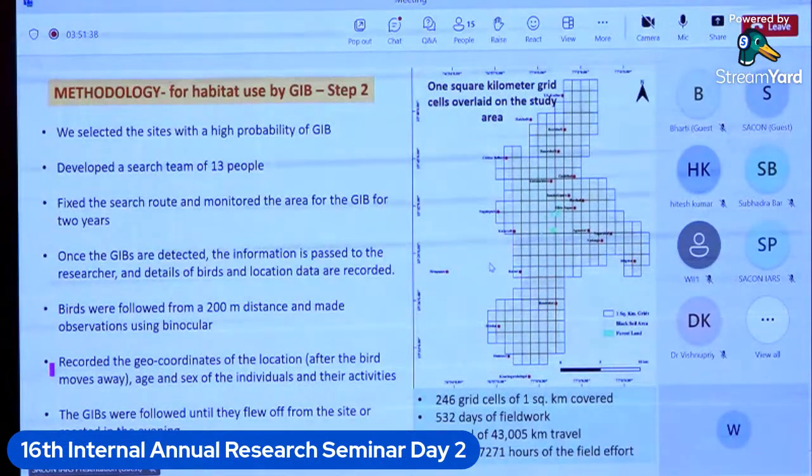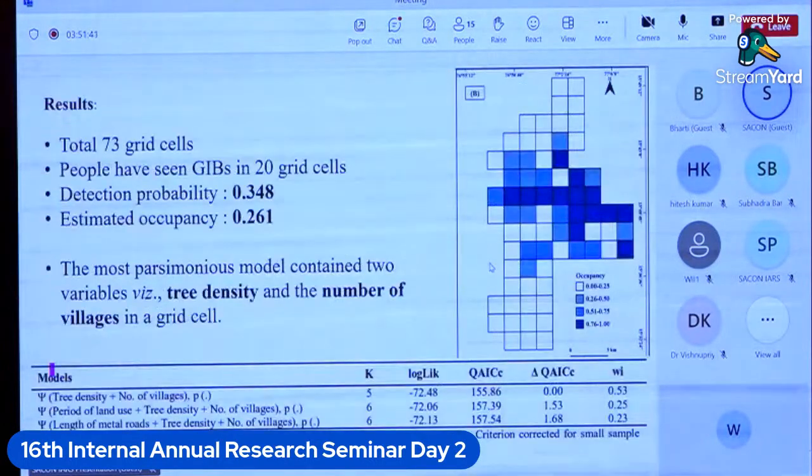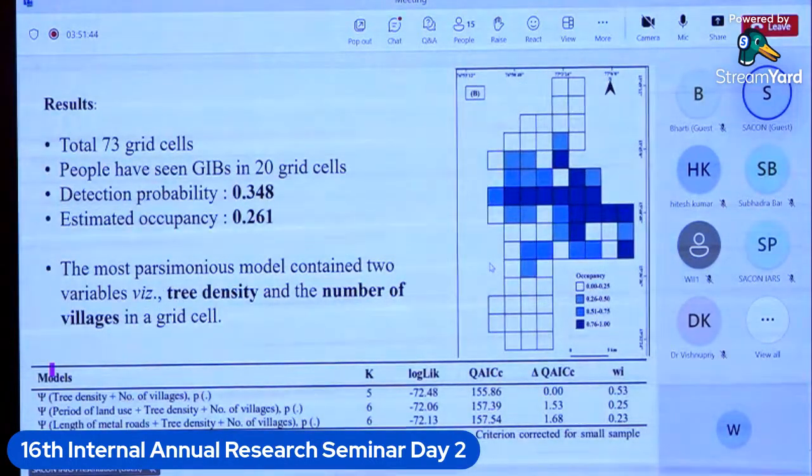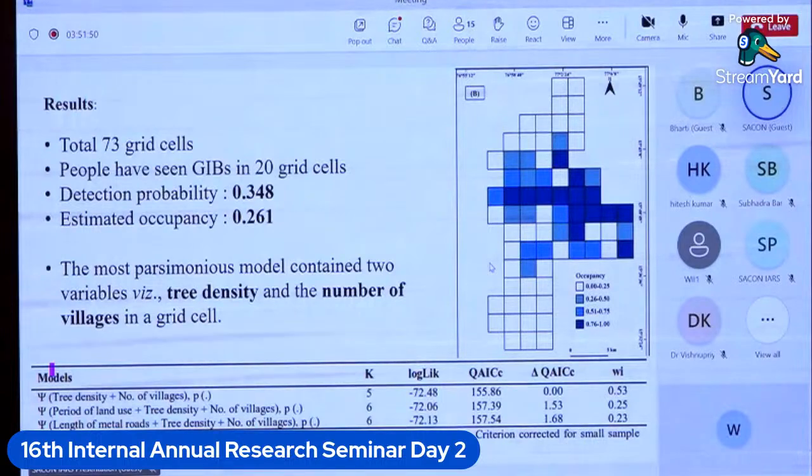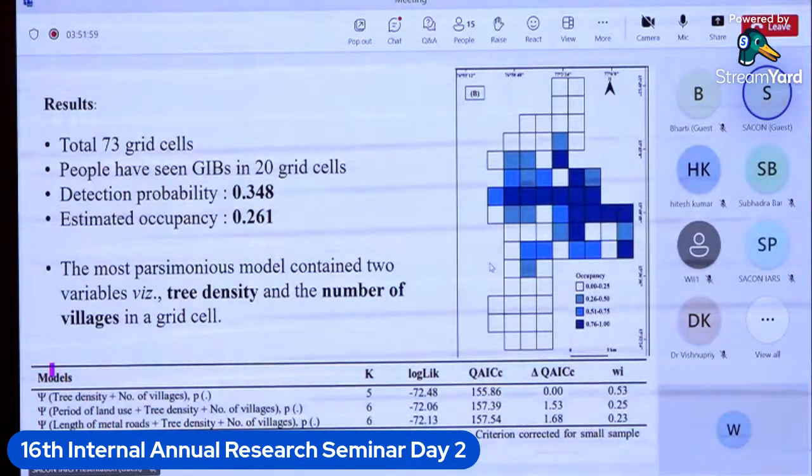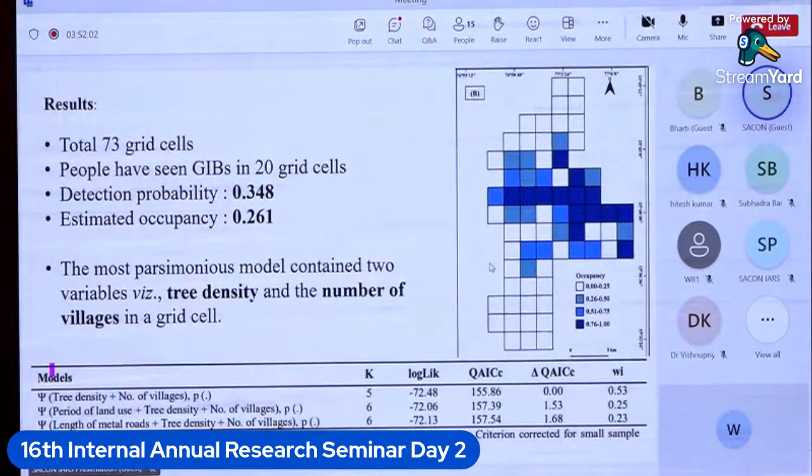And the results: after the initial interviews, people in about 20 grid cells reported sightings of the GIBs, detection probability was about 0.34, and estimated occupancy was 0.261. The most parsimonious model had tree density and the number of villages in the grid cell. Tree density here does not mean a big forest; it is somewhere around 3 trees per grid.